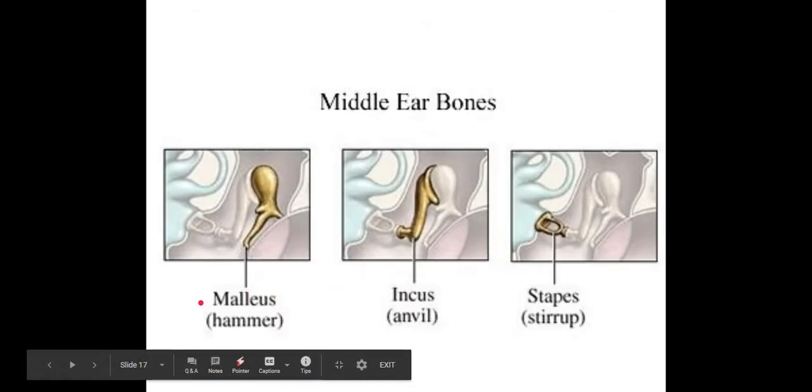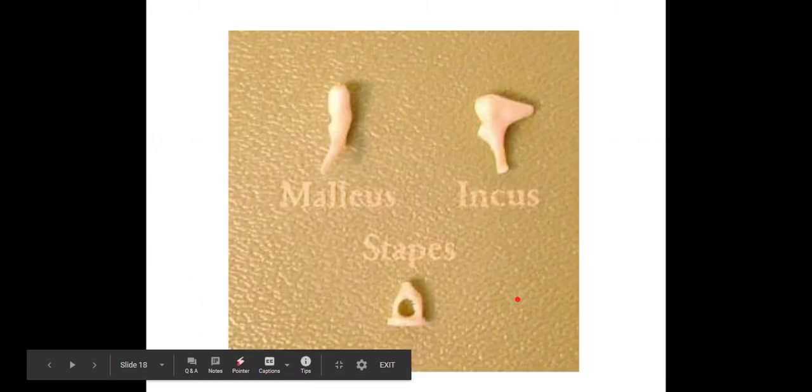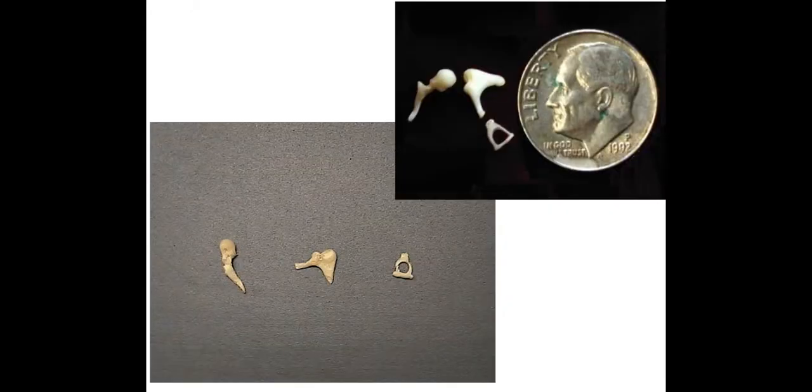Sometimes they show their Latin name. The hammer sometimes gets called malleus. Anvil sometimes gets called incus. Stirrup sometimes gets called stapes, but it means the same thing. They are very, very small.